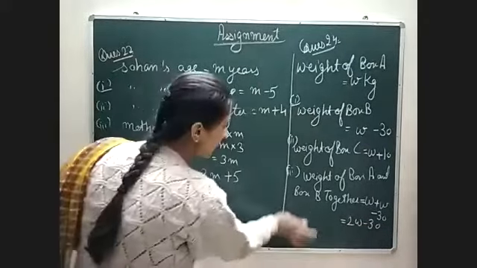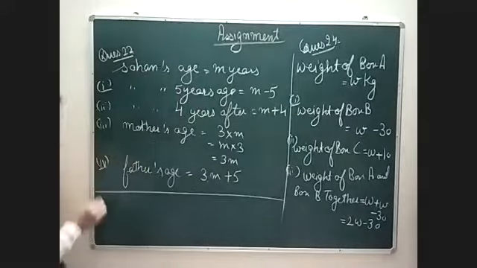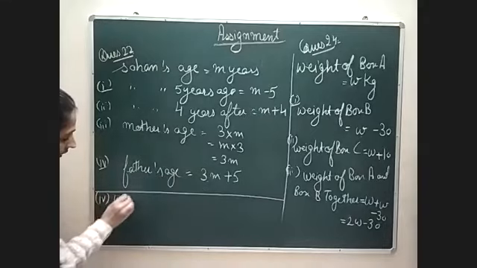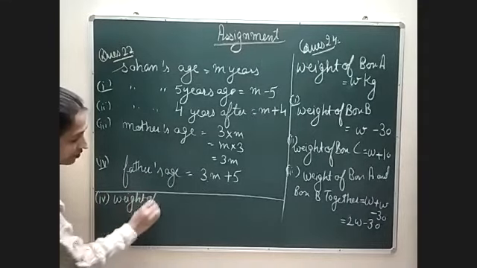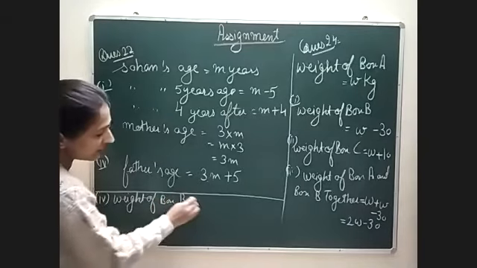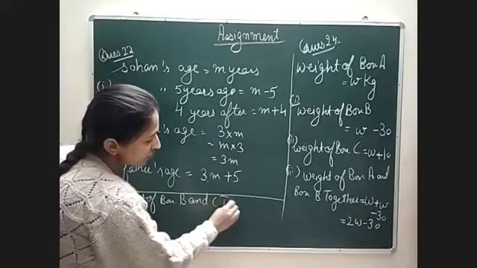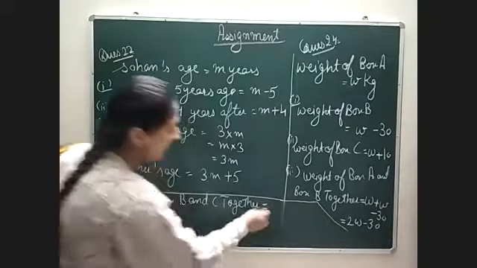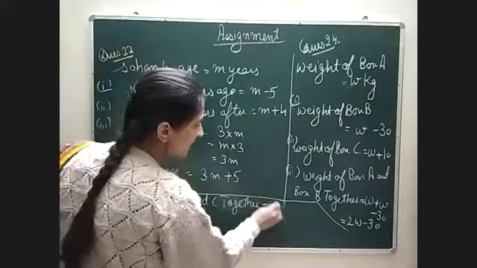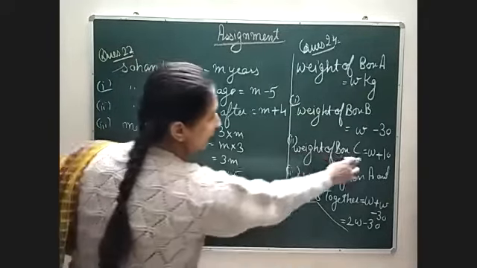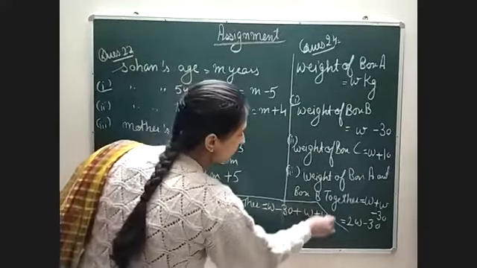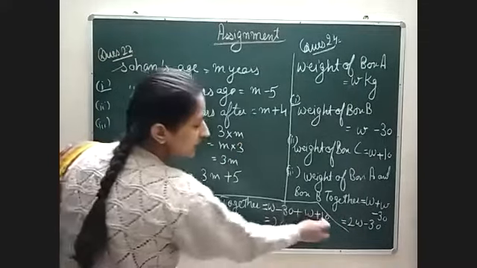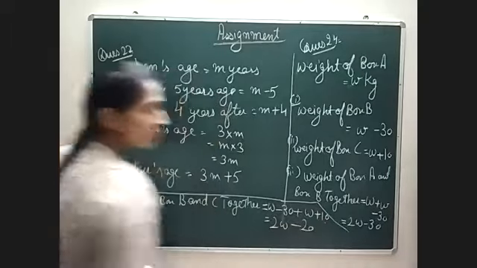Okay. Then is part 4, and that is weight of box B and C together. Let us check what is the weight of box B and C. Weight of box B is W minus 30 and weight of box C is W plus 10. 1 time W, 2 times W, minus 30 plus 10, minus 20. So it is 2W minus 20.